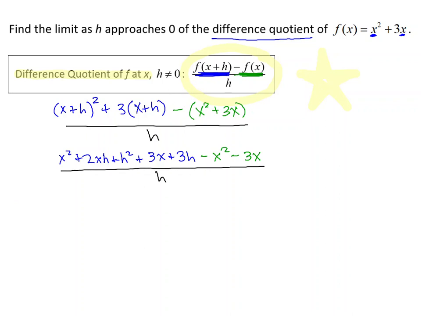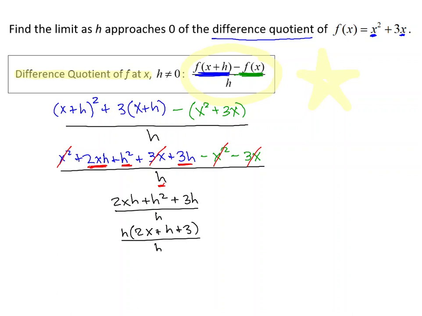Now notice what we can clean up is all the stuff that doesn't have h in it. This term x squared minus x squared. This term 3x minus 3x. And the only terms we have left have h in them. Let's rewrite what we have left. 2xh plus h squared plus 3h over h. And notice we can factor out an h. h times the quantity 2x plus h plus 3 over h. And now we can divide by the common factor h.